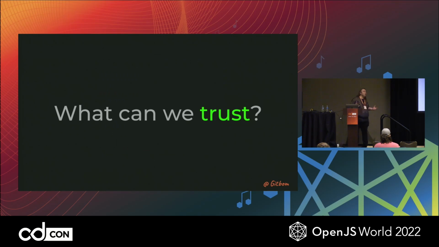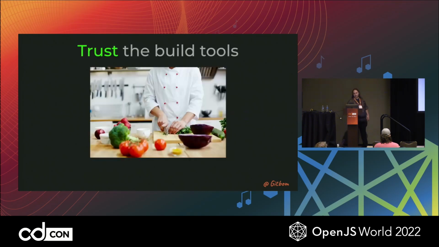So you come back again to what can you trust? Trust the build tools. Your compiler knows exactly what it compiled. Your linker knows exactly what it linked. Your Java class loader knows exactly what classes it loaded. The build tools have the right context at the right time for you to be able to find out the information that you need.